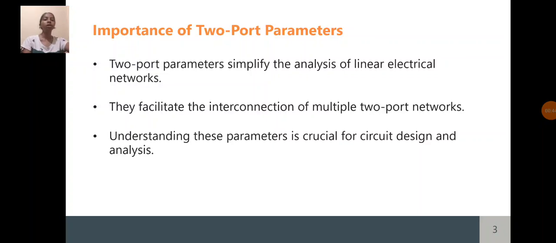Importance of two-port parameters. Two-port parameters simplify the analysis of linear electrical networks. They facilitate the interconnection of multiple two-port networks. Understanding these parameters is crucial for circuit design and analysis.